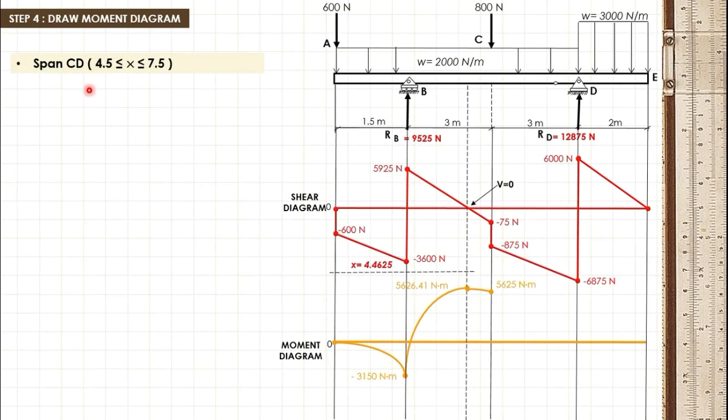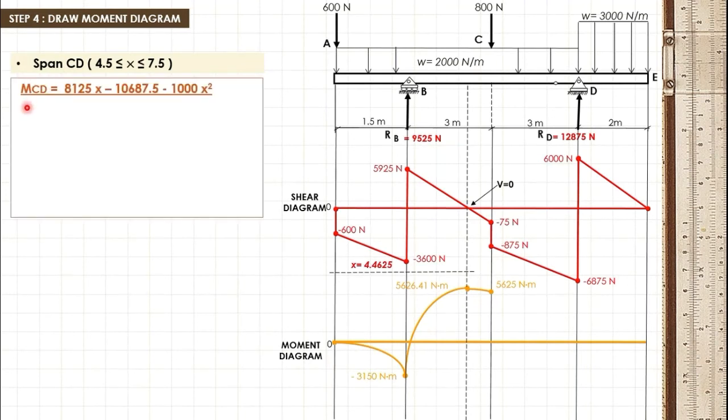Now for our span CD, we will be using this moment equation. Moment at CD is equal to 8,125x minus 10,687.5 minus 1,000x squared. At point C, where x is equal to 4.5 meter, by substituting the value of x to this moment equation, we get 5,625 Newton meter, which is also the same with the moment we have computed a while ago. Therefore, we will not be moving this point.